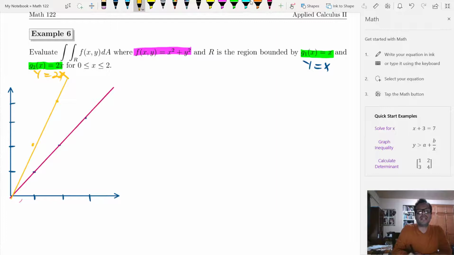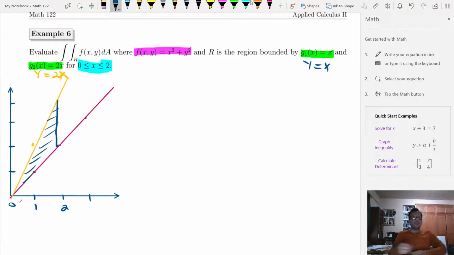Now, what about this third condition right here? x goes from 0 to 2. So x goes from 0, 1, 2. So we are going to integrate over this region right here. Okay, so let's set up the integral to evaluate this integral. Let's set it up. Double integral of x squared plus y squared.